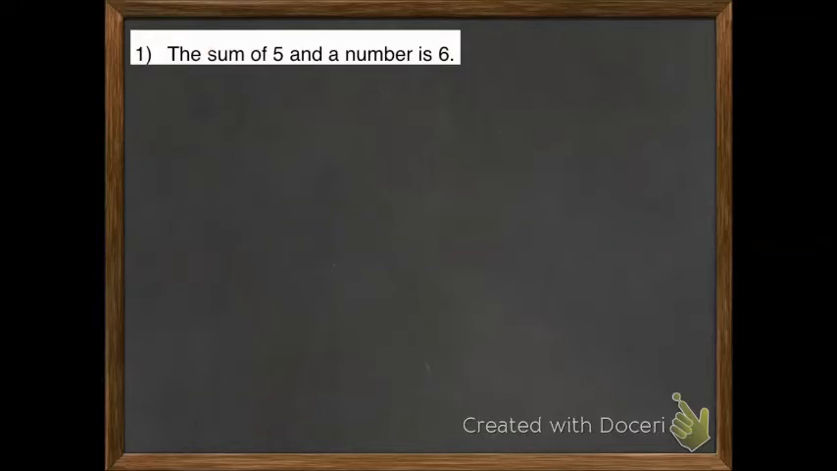The sum of 5 and a number is 6. So you want to write this problem on the left-hand side, and remember you're going to write the number sentence in the middle. Keywords here are sum, 5, a number, is, and 6. You want to translate each one of these words into math. So sum gives you the plus sign.